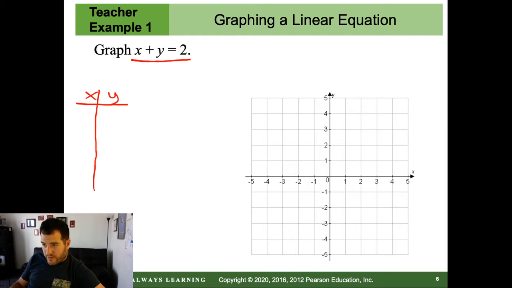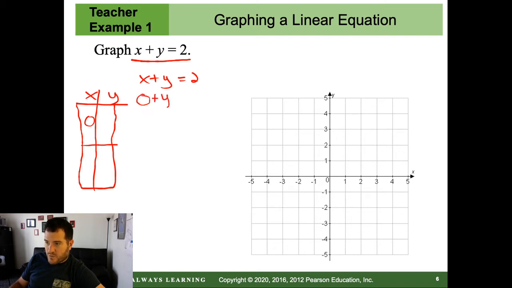For the first point, I'm actually going to make a little box because I think that's helpful. I'm going to choose my x to be 0. If I do that, I have x plus y equals 2, and I replace that x with a 0: 0 plus y equals 2. Well, 0 plus y is just y, so y equals 2. I'm just solving that equation as if x equals 0. Then I come over here to my table, and when x equals 0, my y is going to equal 2.